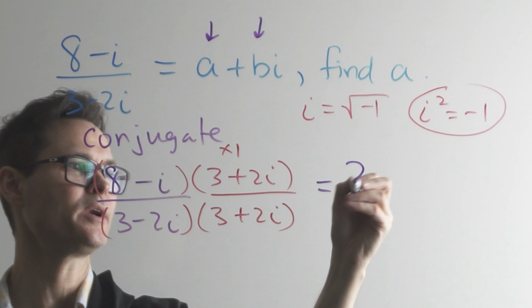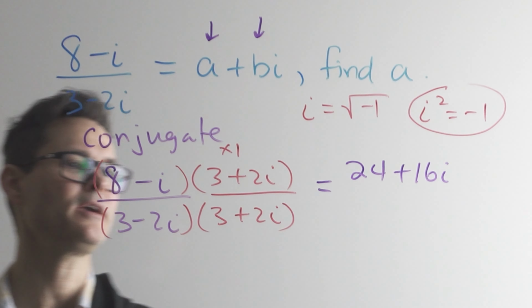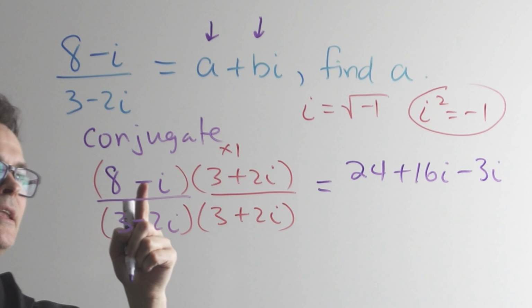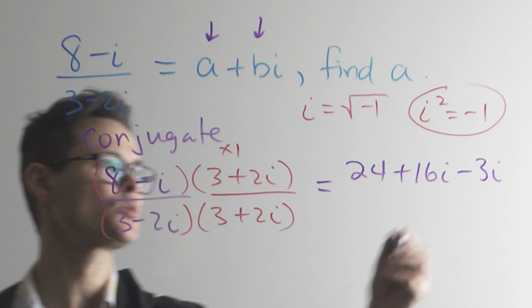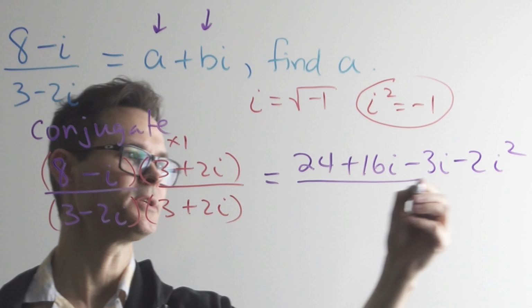8 times 3 is 24. 8 times 2i is positive 16i. Negative i times 3 is negative 3i. And then negative i times positive 2i is negative 2i squared. Let's go to the denominator.